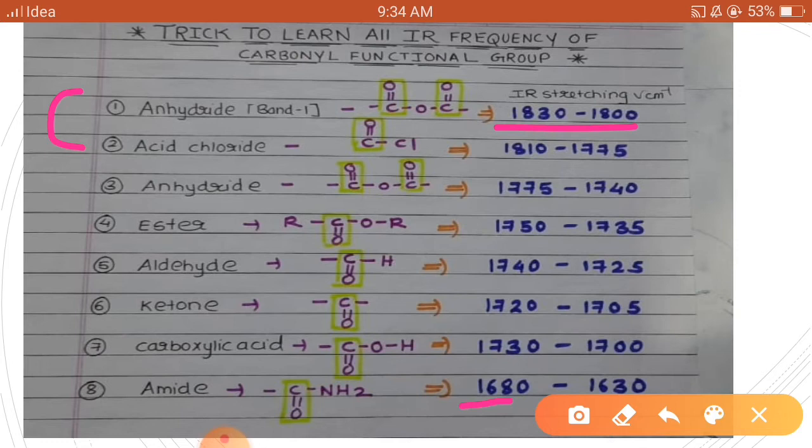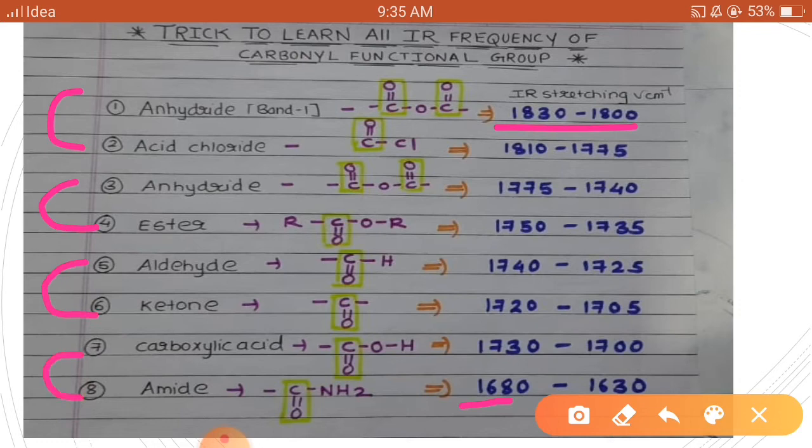You know that the anhydride shows two bands in the carbonyl stretching frequency. The first stretching frequency corresponds to band 1 and the third one corresponds to band 2. So I have written here, to keep it simple, anhydride band 1, acid chloride, anhydride, ester, aldehyde, ketone, carboxylic acid and amide. These all are arranged in the decreasing order of their carbonyl stretching frequency.